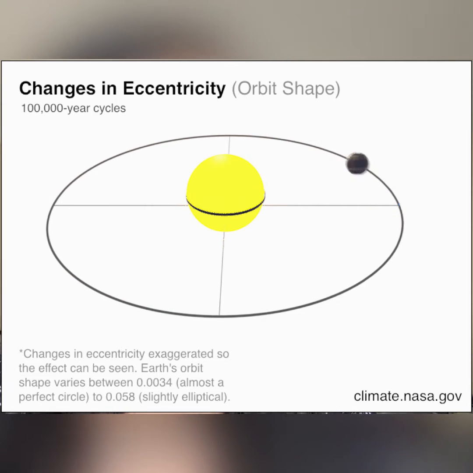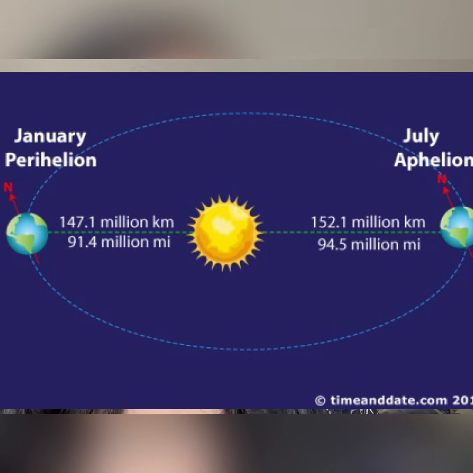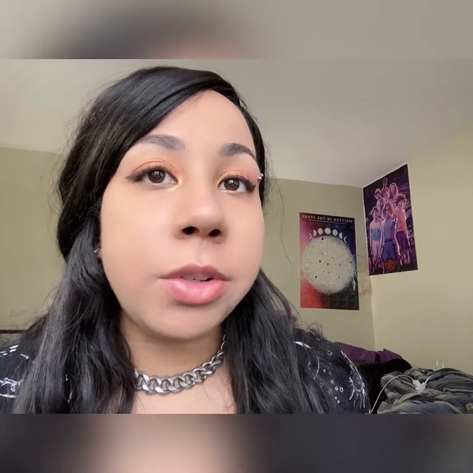During the elliptical orbit, the Earth is closest to the Sun around January 3rd, which is known as perihelion. At this time, the Earth is approximately 91.4 million miles from the Sun. In comparison, the Earth is further from the Sun around July 4th, which is called aphelion. At aphelion, the Earth is around 94.5 million miles from the Sun. This cycle between a circular orbit and an elliptical orbit takes approximately 100,000 years.